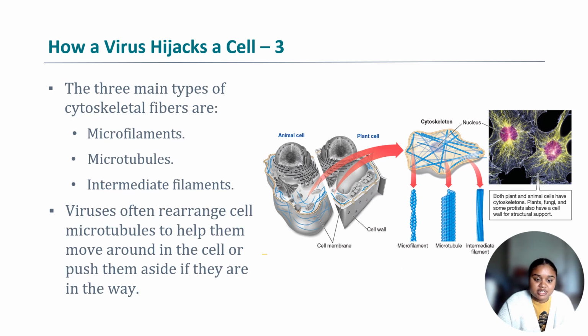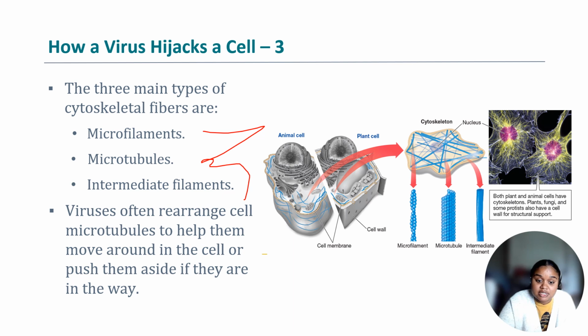3 main types of cytoskeletal fibers. Okay, so I already went into them. You guys know it's those 3. I could ask you that: what are the 3 types of cytoskeletal fibers? Your microfilaments, your microtubules, and your intermediate filaments. The biggest point about these is that interactions among these 3 fibers help maintain cell structure. They also permit changes in the cell shape to allow for cell motility, like fluidity.